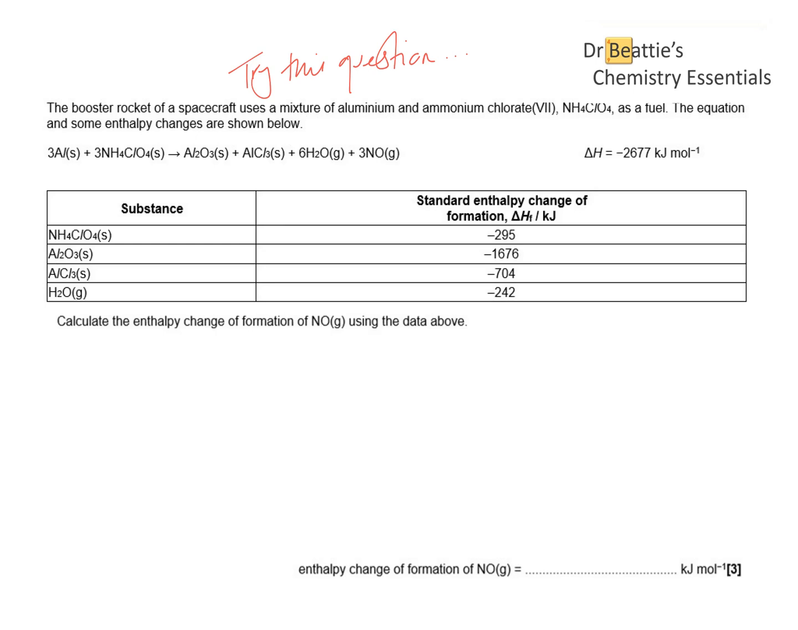So now I want you to pause the video here and try this exam question. You're given an equation and you're given the data required. Okay, so we're going to start to have a look at this and just break it down step by step so that you can check that you got an answer of plus 90 kilojoules per mole. If you did, you've been following the correct method.